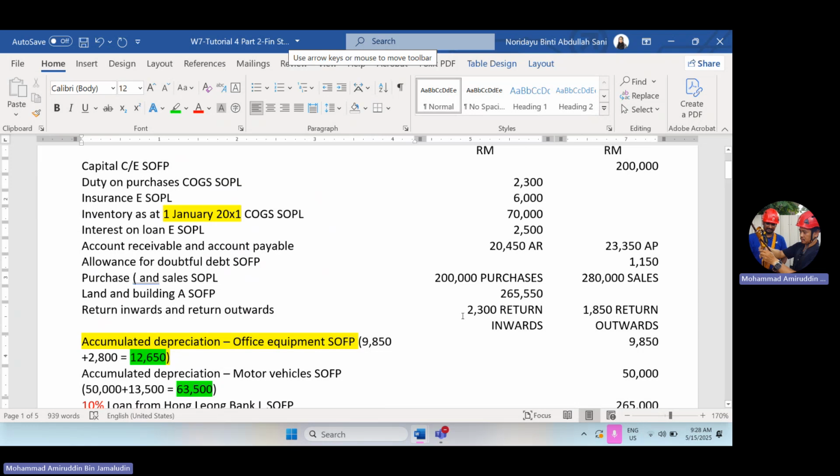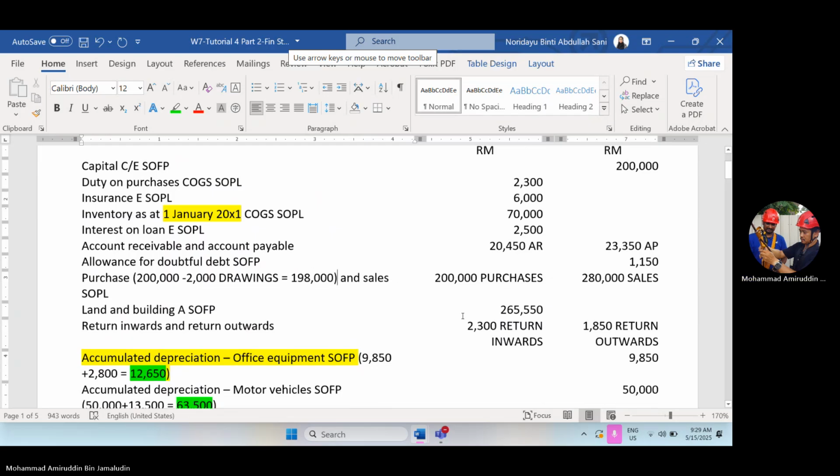So my original purchases is 200,000. Owner took 2,000 goods, the drawings. So now my purchases only 198,000. Okay, later in your COGS, your purchases not 200,000, but it is 198,000. It's a movement of stock. It's only one way because we have the closing stock to see the effect.